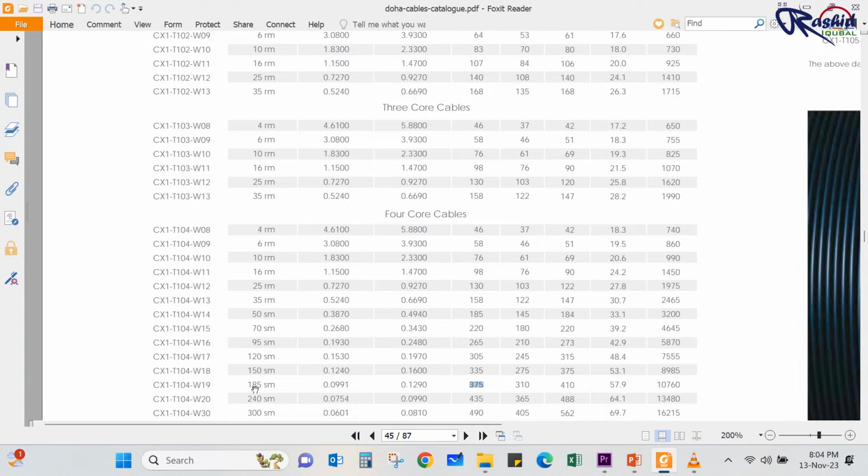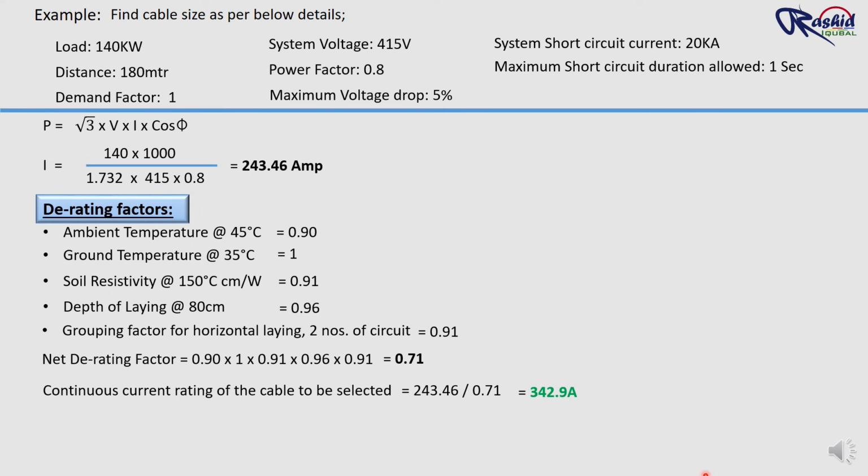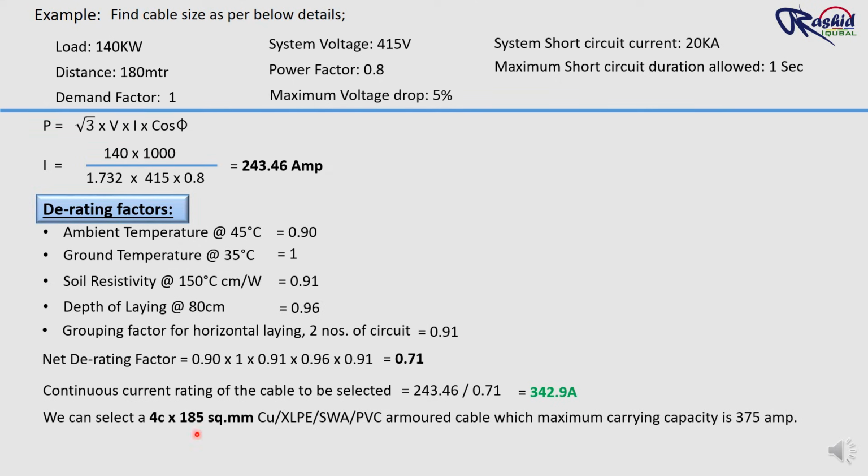That is the 185 mm square cable. So this is perfect for our calculation. We can select 4 core 185 square mm copper XLP SWA PVC armored cable, whose maximum carrying capacity is 375 ampere. Now we will calculate voltage drop, which affects the cable selection procedure.